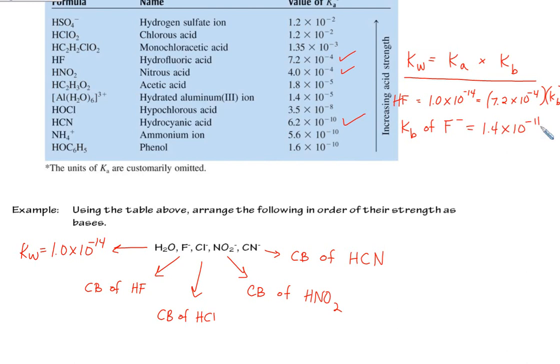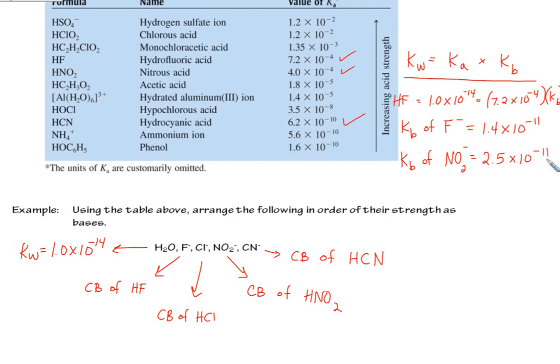All right, so now what if we do this for all the rest of them? Okay, let's try this. Let's do the Kb of, let's go down the line, NO2. So I'm going to do the same thing. I'm going to take Kw, 1 times 10 to the negative 14th, and divide by the Ka value. So for this nitrous acid, it would be 4.0 times 10 to the negative 4th. And I would get 2.5 times 10 to the negative 11th.